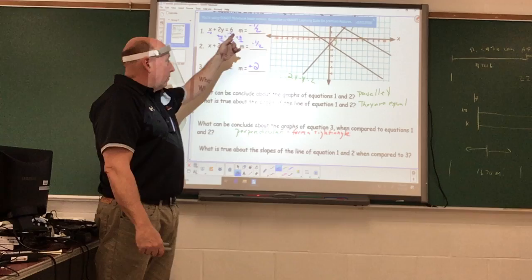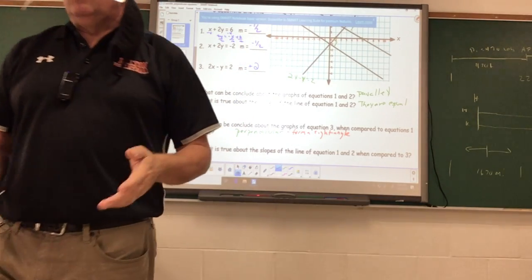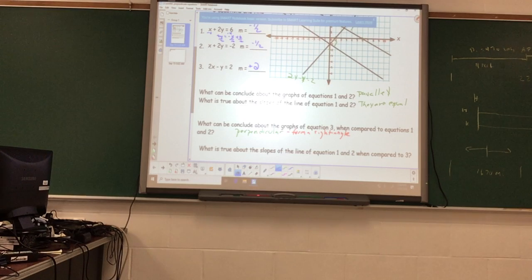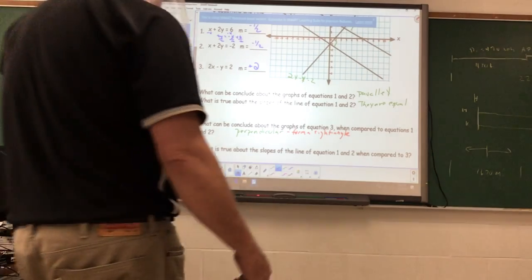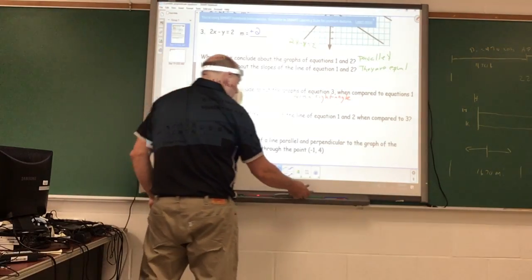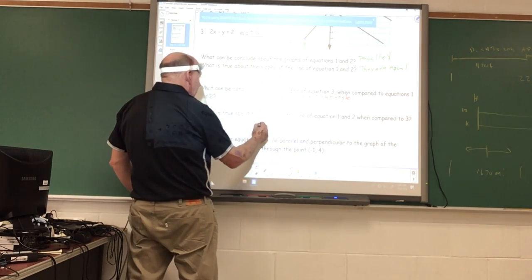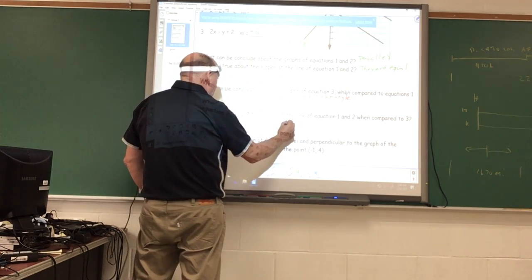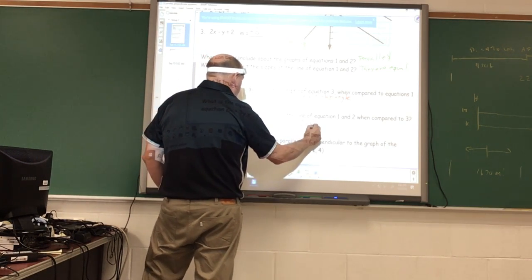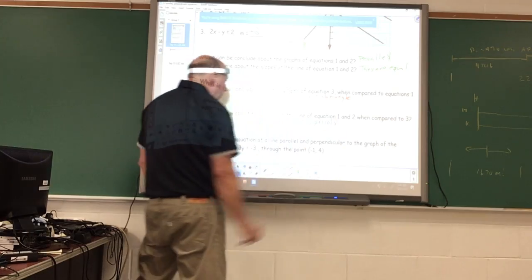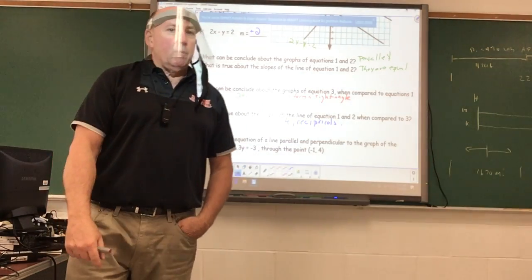Well, let's take a look at the slopes. We have negative 1/2, negative 1/2, and positive 2. Perpendicular slopes. What's the relationship between their slopes? Reciprocals, and also, another adjective. Opposite reciprocals. They are opposite reciprocals.